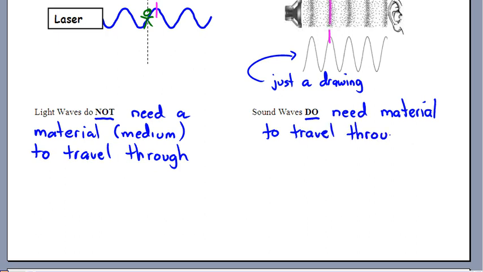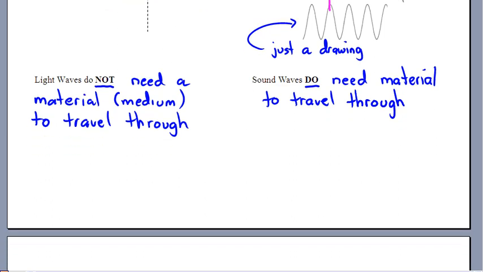So you can't hear people screaming in space, right? There has to be something, some sort of air for the sound to travel through. Okay, what are we up to? That was the second little piece of essential knowledge, getting ready for this chapter. All right, let's move on.